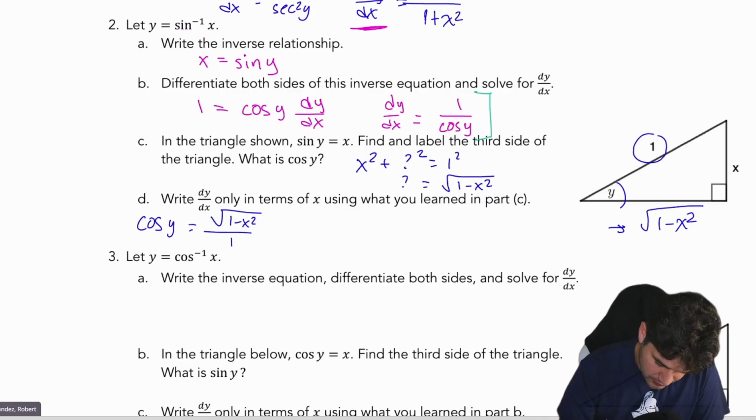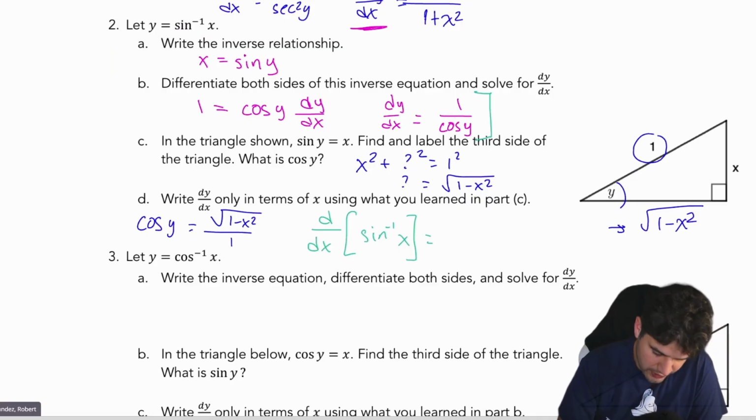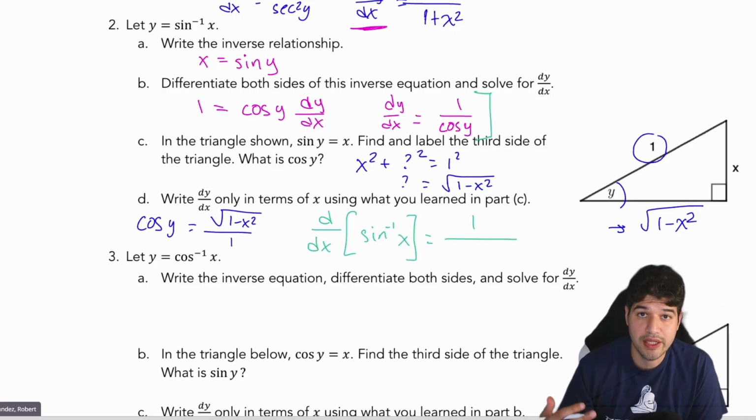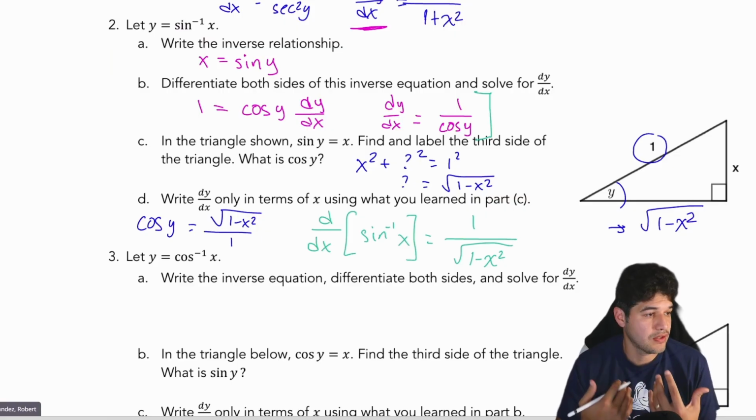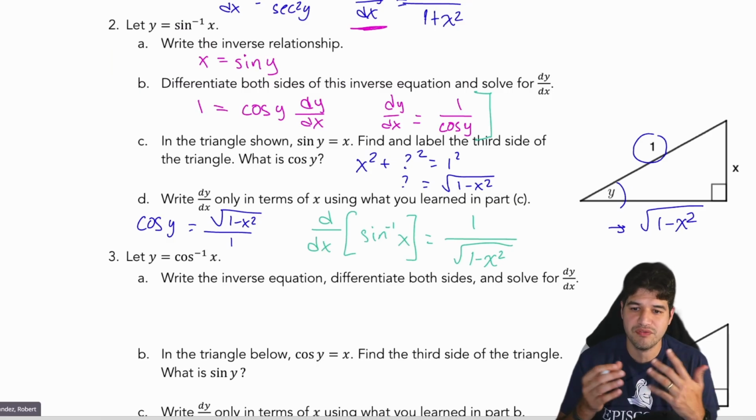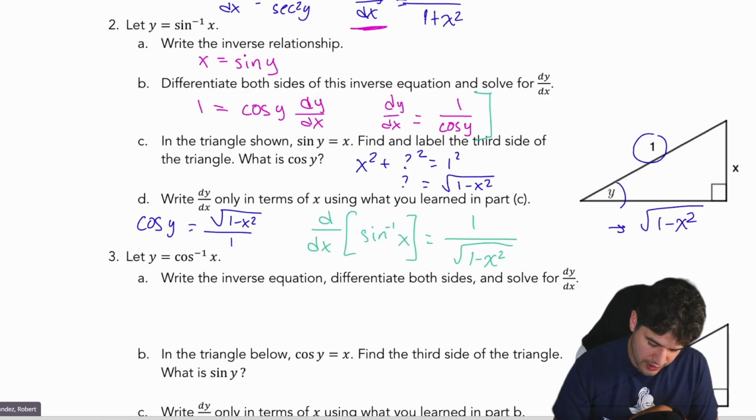cosine y. So the derivative, d/dx of the inverse sine of x, is going to be equal to 1 over, okay, so we have cosine of y, and we just figured out cosine of y is the square root of 1 minus x squared. And that's it. We have discovered that the derivative of inverse sine of x is 1 over the square root of 1 minus x squared. So we're just plugging in a few things and we're good to go there, okay?